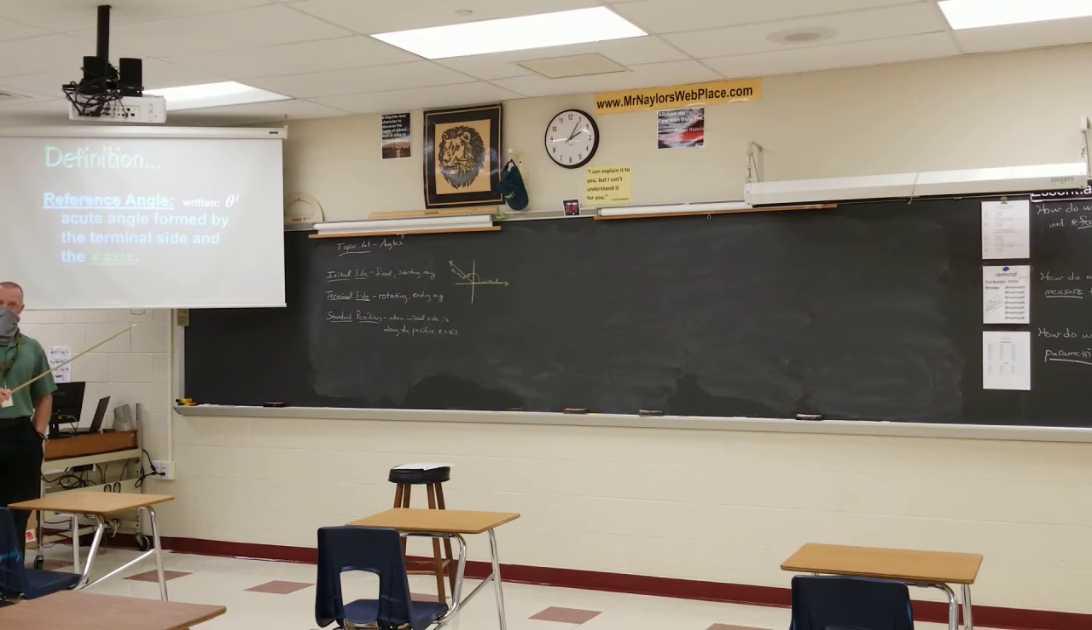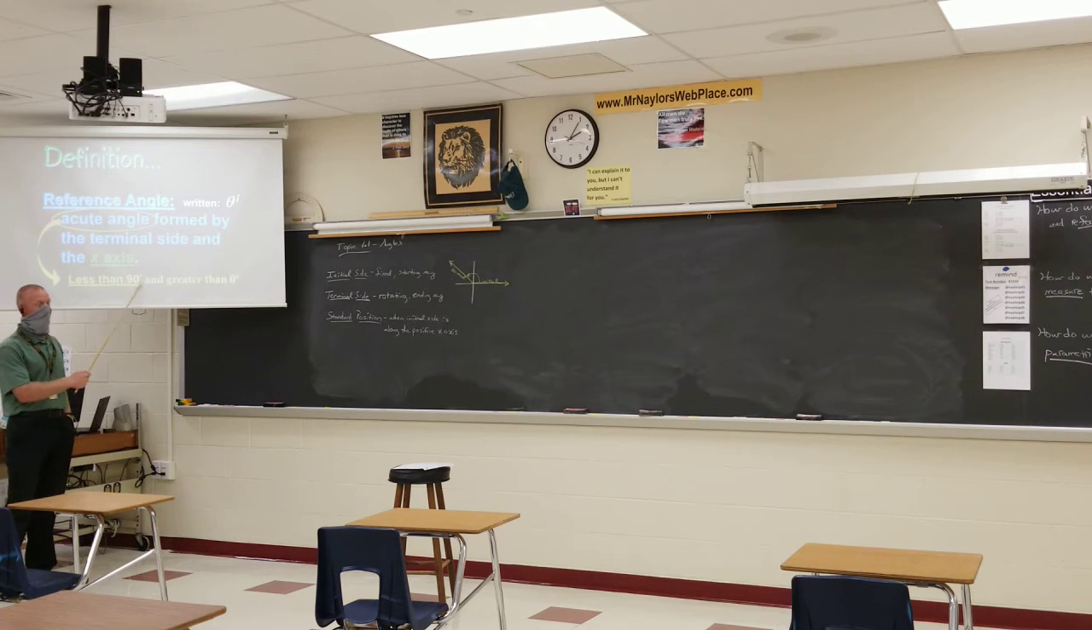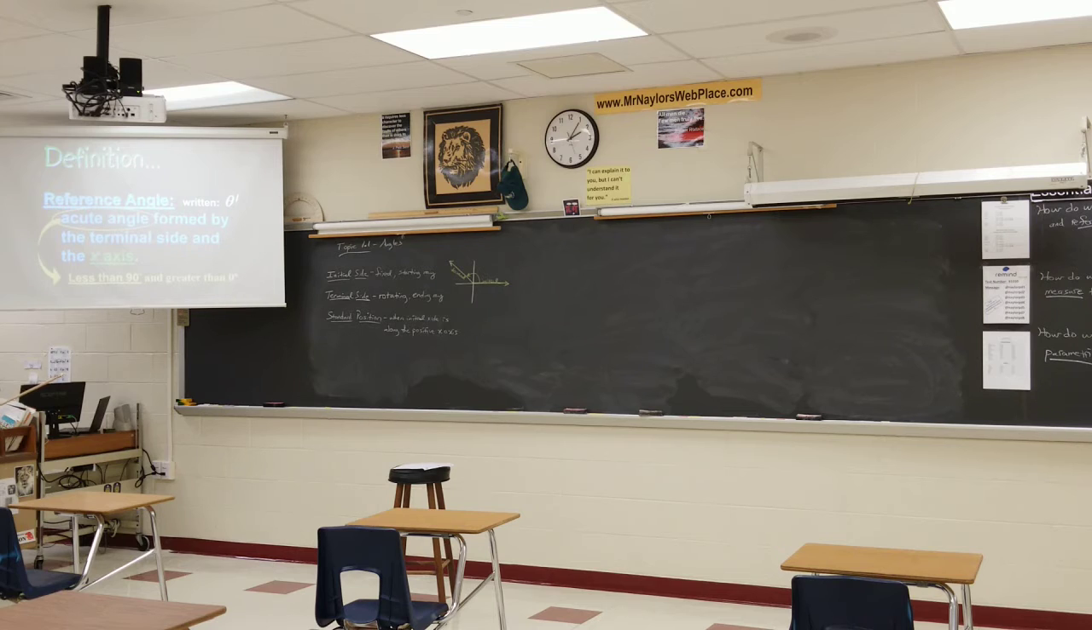Now, if we stop right there, an acute angle, remember from geometry, is an angle that is less than 90 but greater than 0. So an acute angle is an angle that's between 0 and 90. That's really important for this lesson, or for this conversation on reference angles.